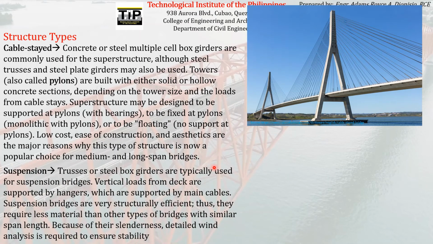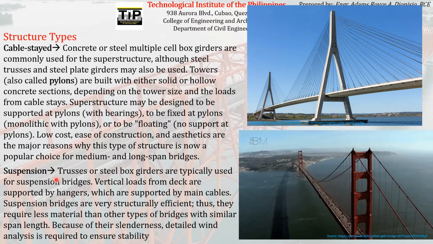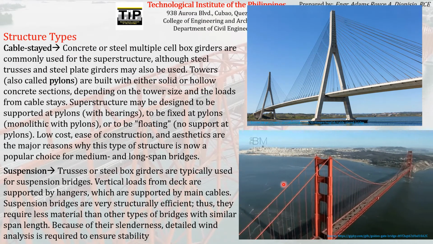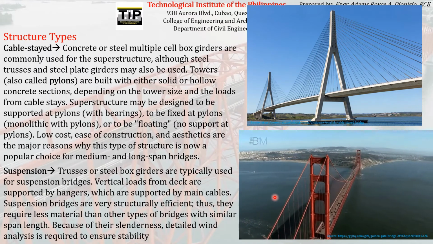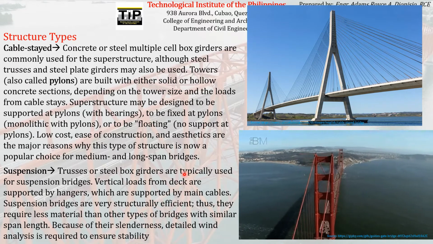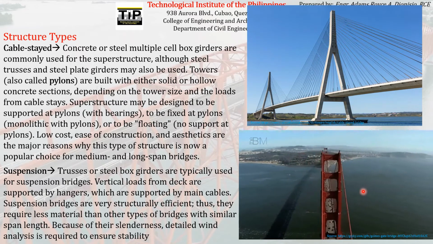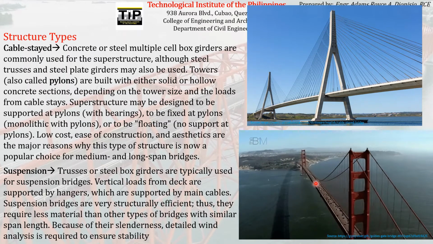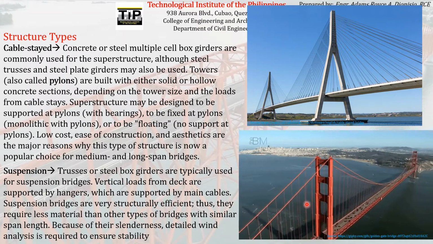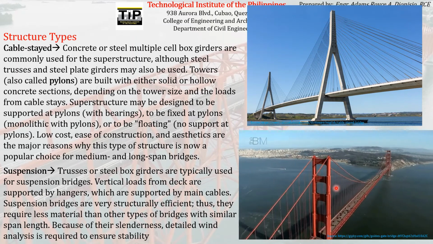So another type of bridge structure that is usually constructed is what we call suspension type of bridge structure. The most famous example of suspension bridge is the Golden Gate Bridge that you're seeing here on the GIF or the figure.